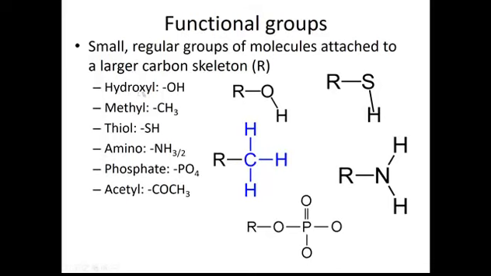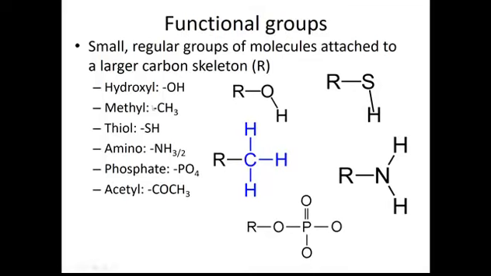It's simply an oxygen attached to a hydrogen. So this is what the hydroxyl group looks like. The R just represents some other big series of molecules or atoms bonded together.